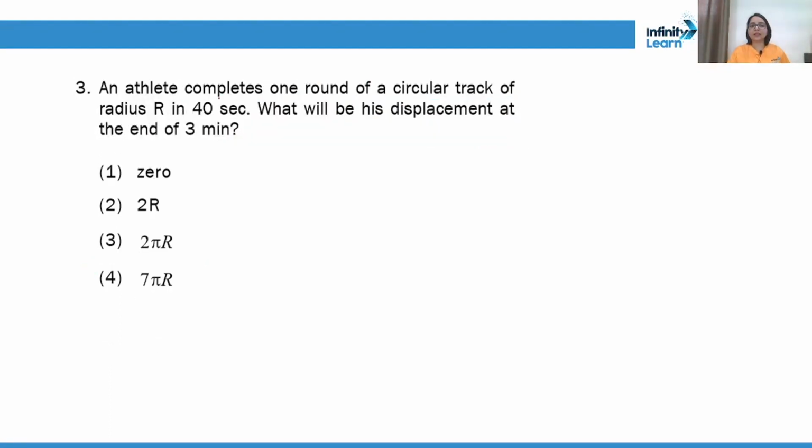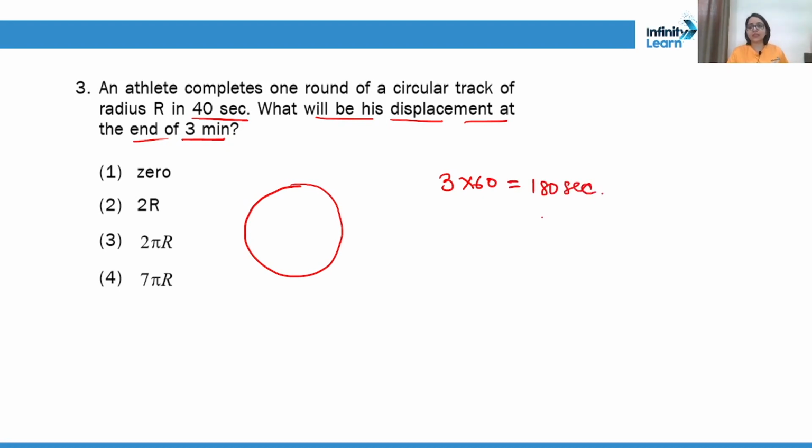Question number 3. An athlete completes one round of a circular track of radius r in 40 seconds. What will be his displacement at the end of 3 minutes? So 3 minutes is 3 into 60 seconds, which is equal to 180 seconds, right? So in 160 seconds, it will complete 4 rounds. Fine. So up to 160 seconds, it will complete 4 rounds and it will be again at its initial position.